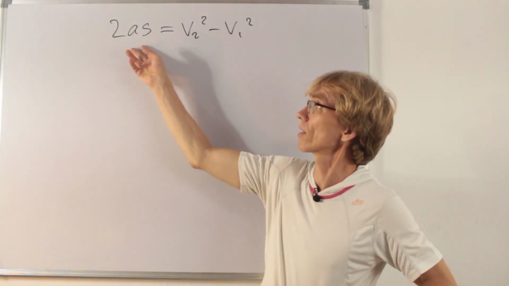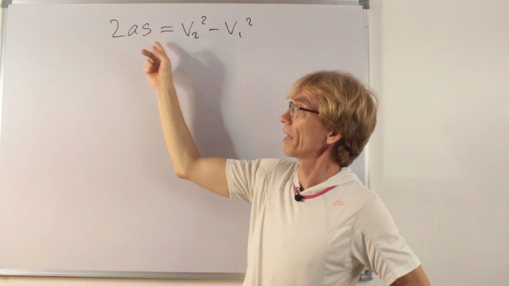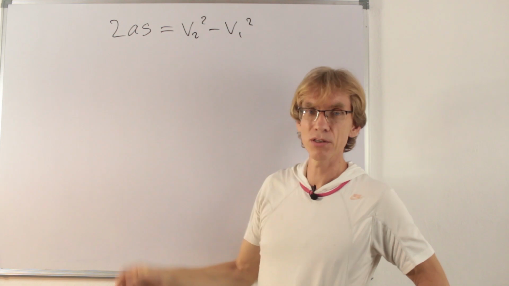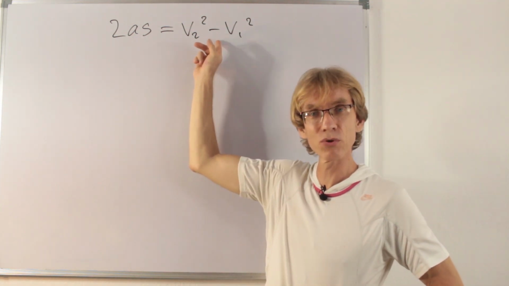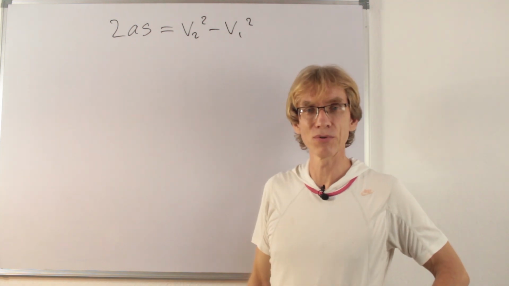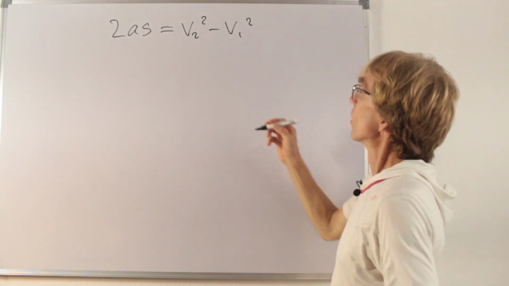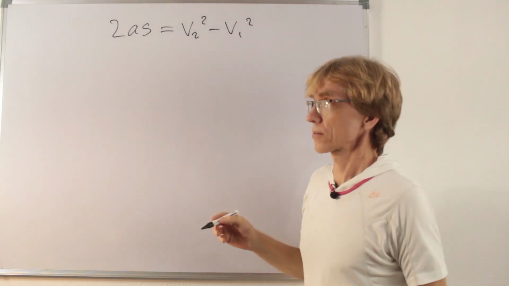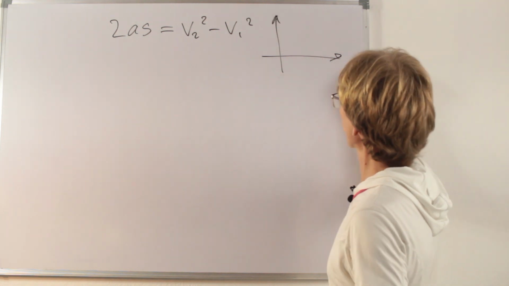Today we are going to derive this equation of kinematics. 2as, acceleration by displacement, is equal to the difference between the square of final velocity and the square of initial velocity. Let's see what kind of movement it is. This is movement with constant acceleration.